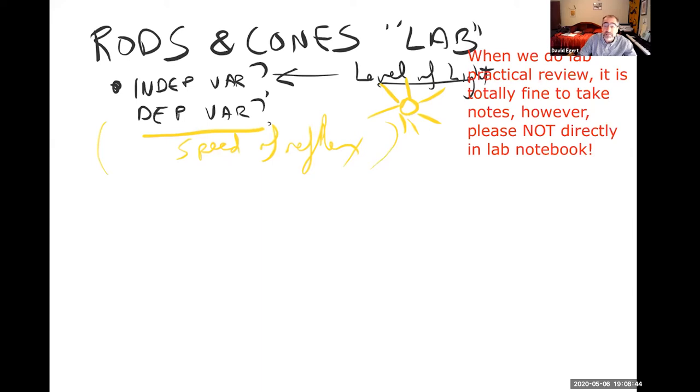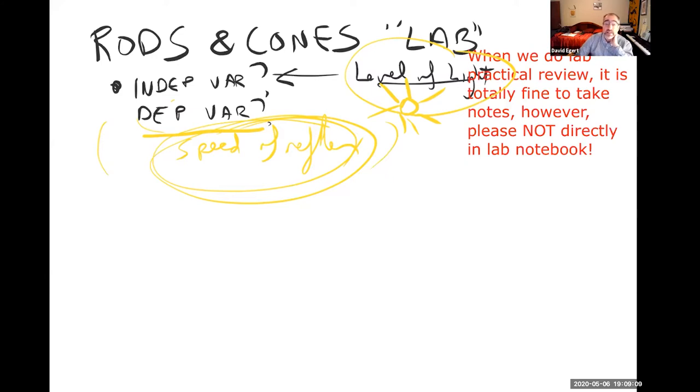The mechanics of the design also. Remember, how did we make sure that we were testing light versus the speed of reflex and not getting tripped up by practice effects? Because whenever you keep doing the same thing again and again, you get better. We varied the light levels.